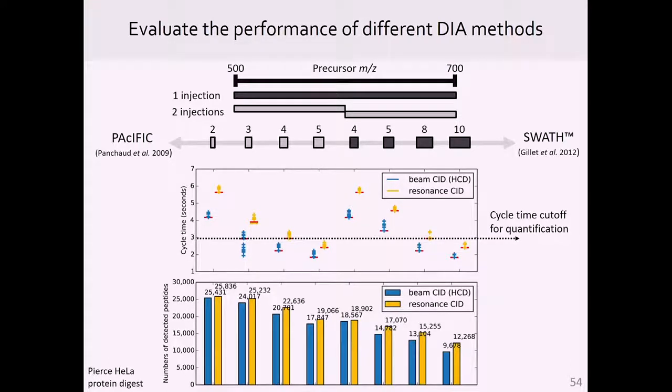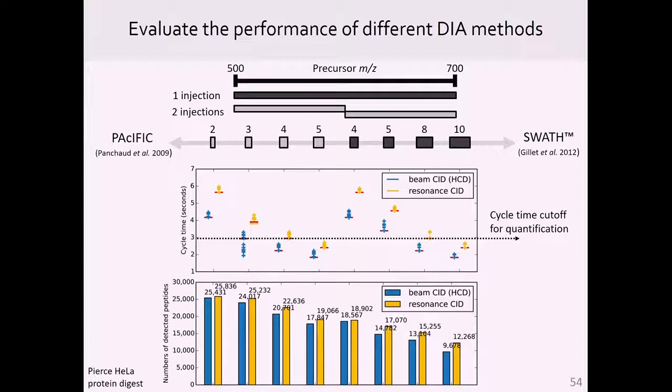The effect, as we pointed out earlier, on the precursor isolation window is quite huge. Again, it's this inverse linear relationship between that and the precursor isolation window. But there's very little effect on things like the cycle time. And in almost all cases, resonance CID gives slightly better results than HCD.